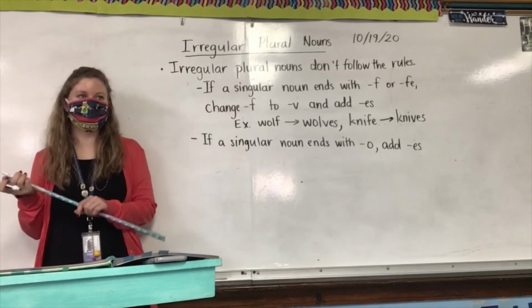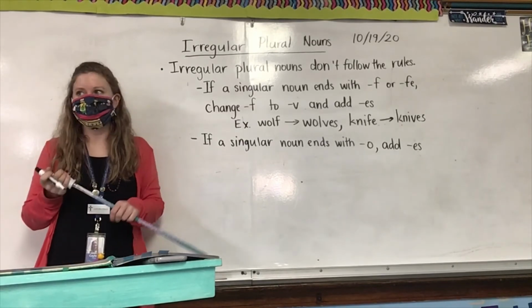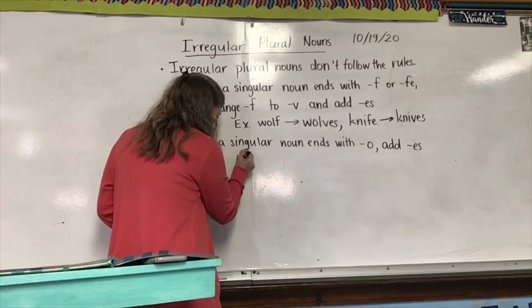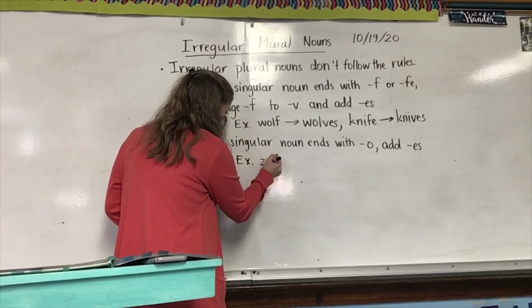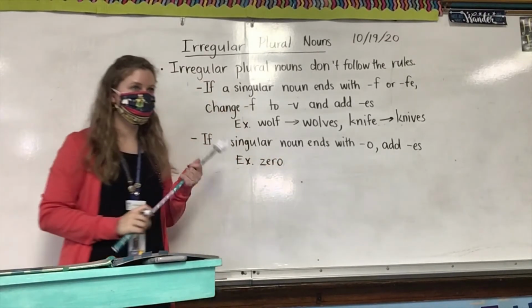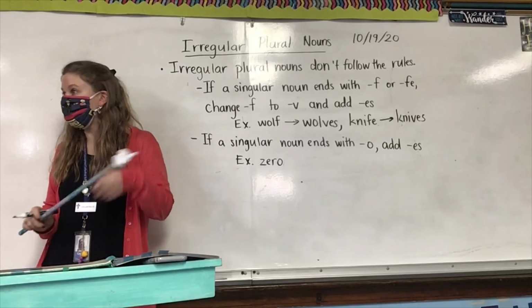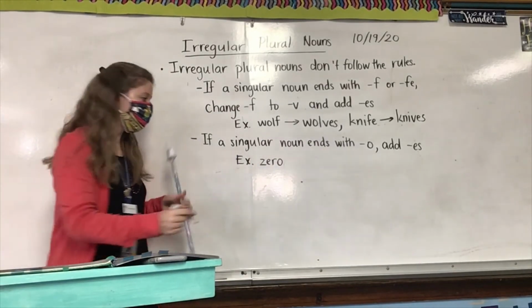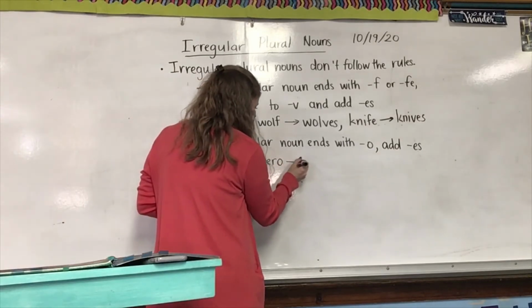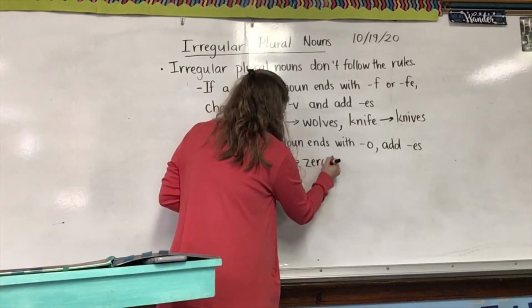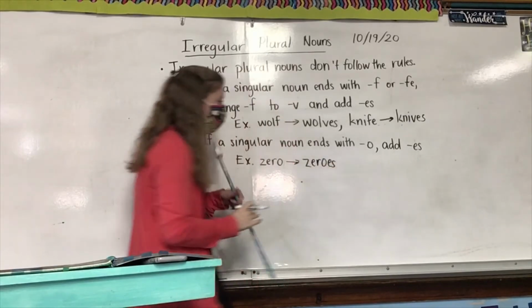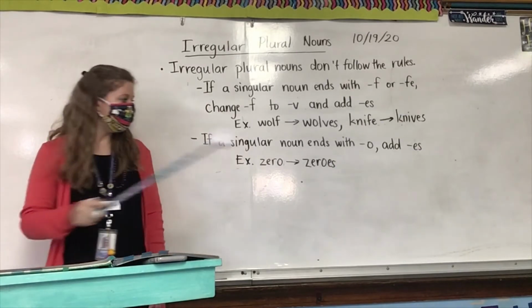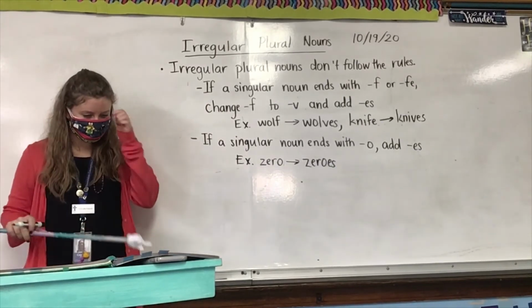You've probably seen me do this in math and you're like, what? Why is she doing this? Because, for example, if I have the noun zero, that's the name of that number. It ends with O. So to make it plural, we would add ES. The O stays the same. All we do is add ES.